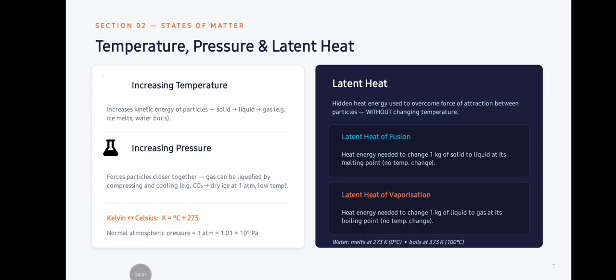Latent heat is hidden heat energy used to overcome the force of attraction between particles without changing temperature. Latent heat of fusion: heat energy needed to change 1 kg of solid to liquid at its melting point. No temperature change. Latent heat of vaporization: heat energy needed to change 1 kg of liquid to gas at its boiling point. No temperature change.